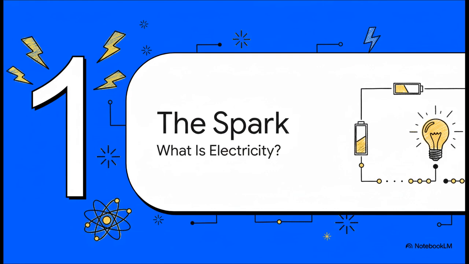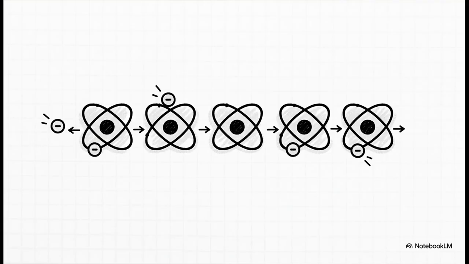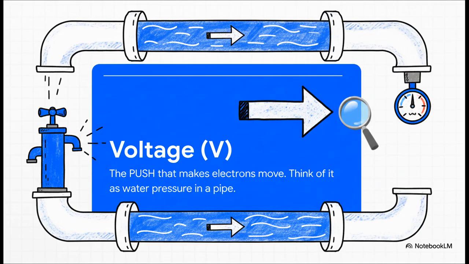Okay, first things first. We have to start with the spark itself. Before we can get to the cool stuff like circuits and computers, we need to understand what electricity even is. When you boil it all down, it's actually kind of simple. It's just electrons moving. That's it. See, everything is made of atoms, and atoms have these tiny little particles called electrons. In materials like copper wire, those electrons are pretty free to jump from one atom to the next. So when you give them a little push and they all start moving in the same direction, well, that flow, that is electricity.